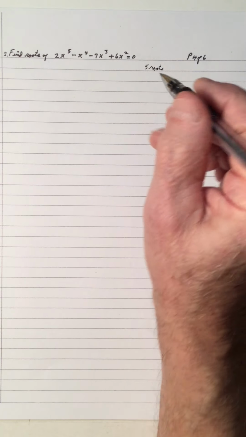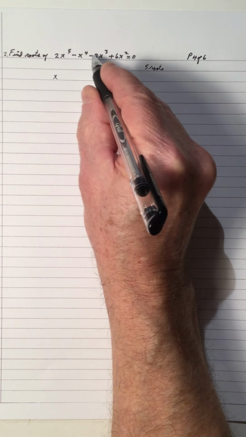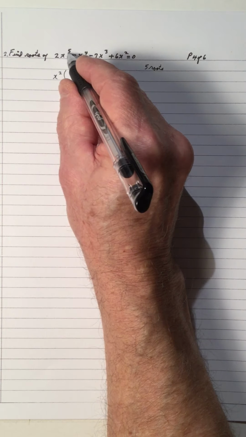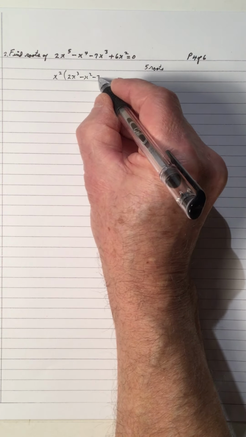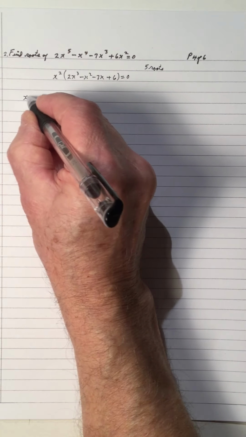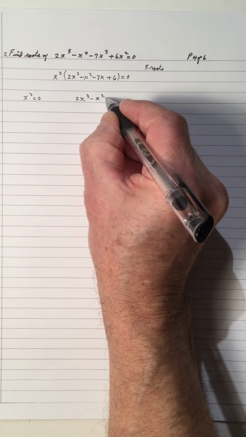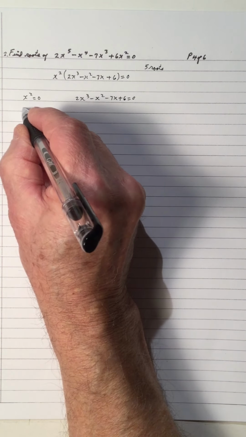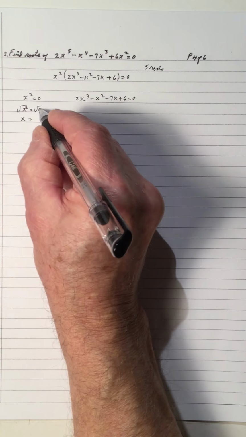Now, I check to see if x is common. Do we have x in every term? Yes, so I take out the x with the smallest exponent of 5, 4, 3, 2. 2 is the smallest exponent. So we divide x squared into both of these. We get 2x cubed minus x squared minus 7x plus 6 equals 0. So we have x squared equals 0, and we have 2x cubed minus x squared minus 7x plus 6 equals 0. If x squared equals 0, then x, the square root of x squared, is the square root of 0. So x is equal to 0.